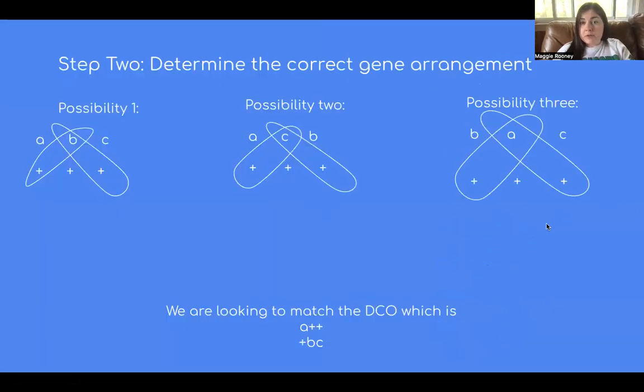Step two, we're going to determine the correct gene arrangement. So I have three possibilities laid out here. And what we're doing is we're looking to match the double crossover, which is here, A++. So let's look at the first one. We have isolated plus B+. That's not what we're looking for. So we're going to move on to possibility number two, where we have plus C+. Also not what we're looking for. We're going to move on to possibility number three, which we have plus A+, and that is what we're looking for. Two pluses and an A.